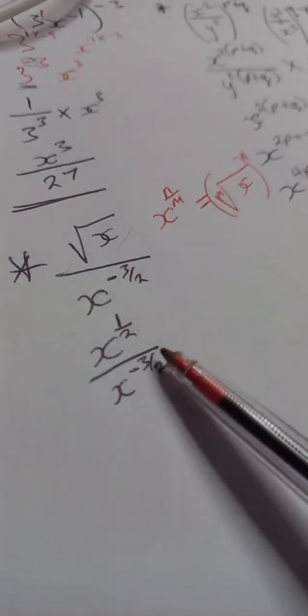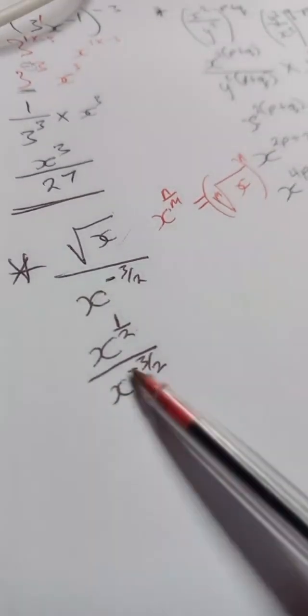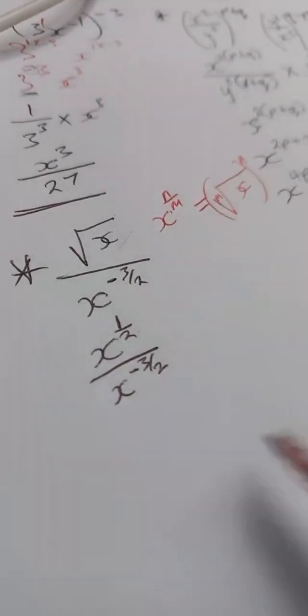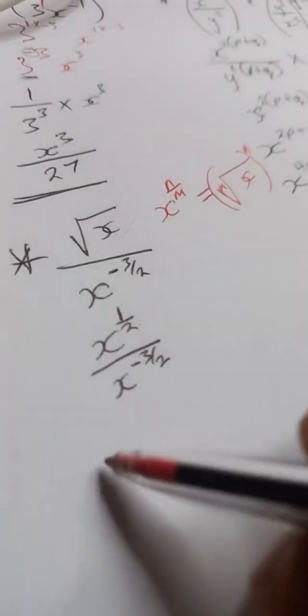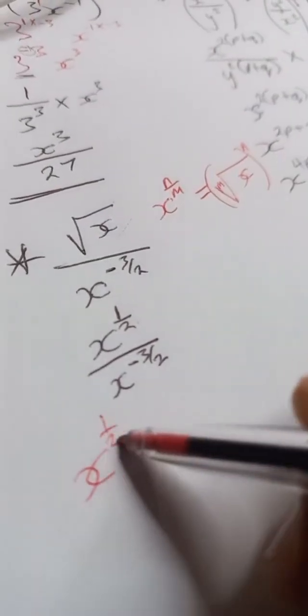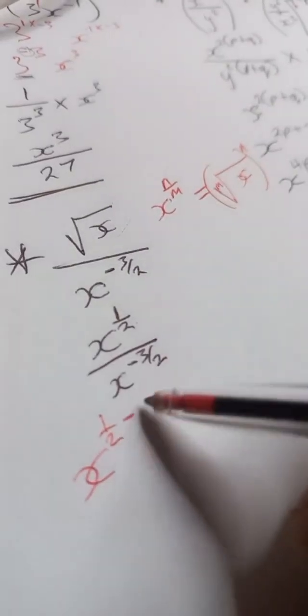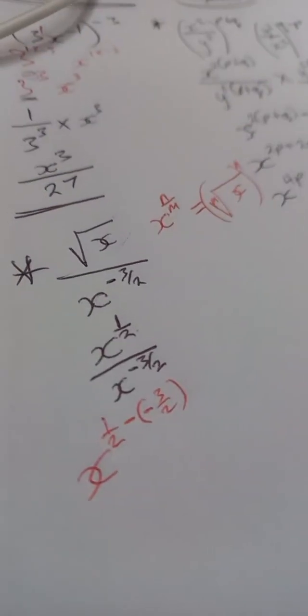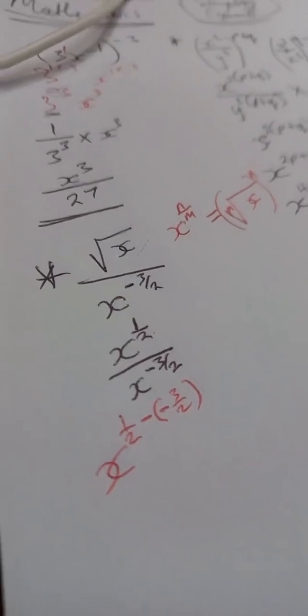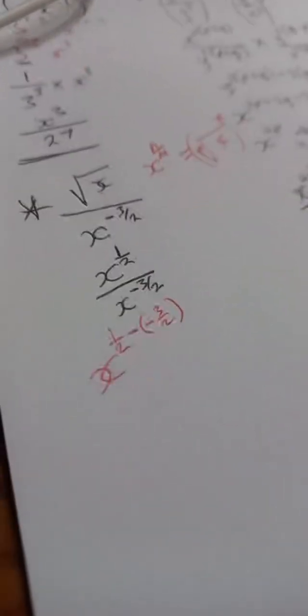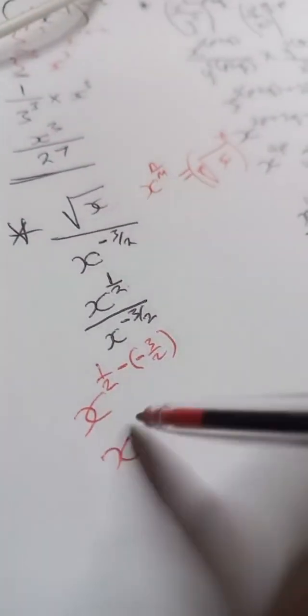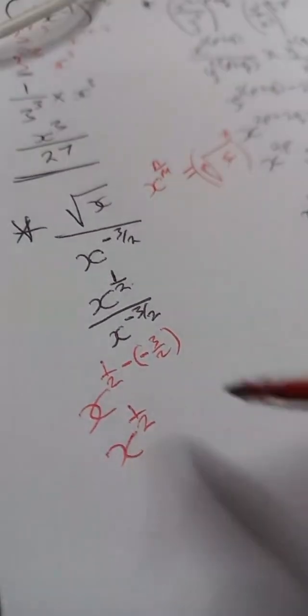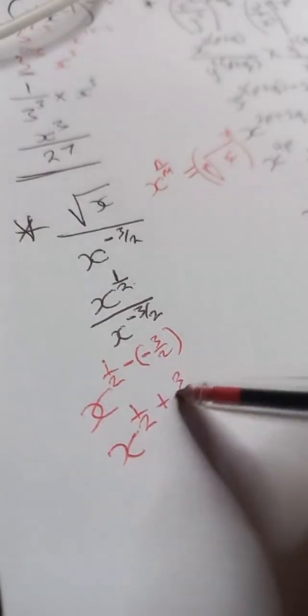So now, there are different ways you can kill this question here. Remember, when we are dividing exponents with the same base, we subtract exponents. We can continue and say x to the power 1 over 2 minus, open bracket, minus 3 over 2, like this. And then it will give us x to the power 1 over 2 plus 3 over 2.